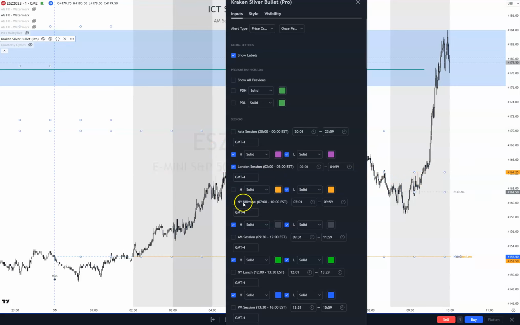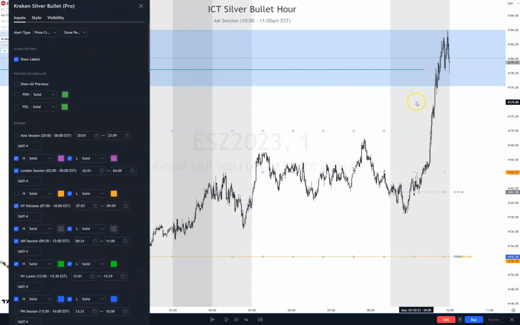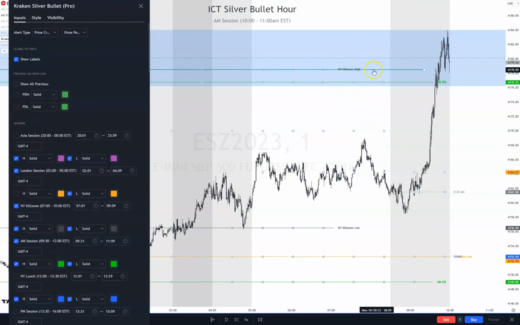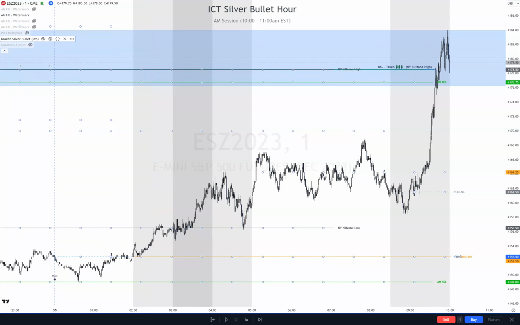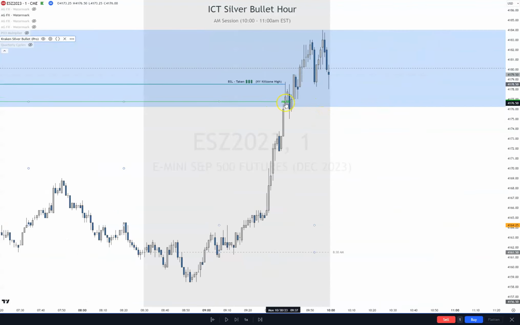Let's look at the AM session. Let's look at the Killzone session here. It's not 10 o'clock yet, so this would be yesterday's Killzone, which is right here, in line with that line that we took, right? So we just took the New York Killzone, which we'll say buy side taken, because as soon as I have this Killzone, it's going to change over. So I'm going to mark this line, buy side liquidity taken. That's where it was. We took the AM buy side liquidity out right here. So we took that out as well. So I'm going to show you that right here.